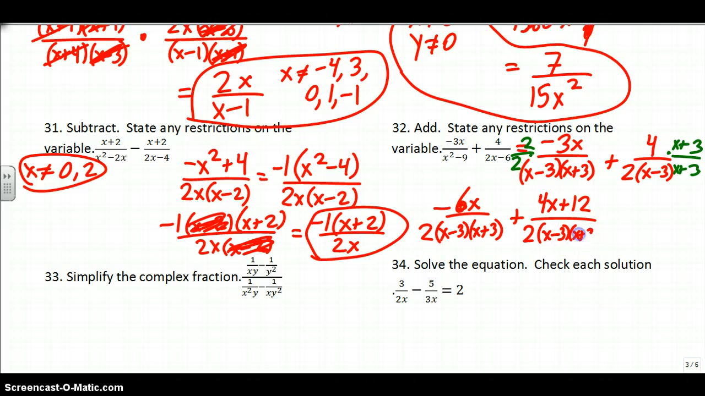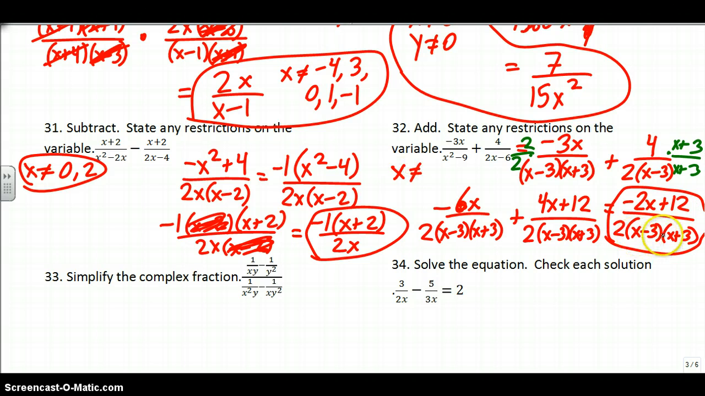And then now you can just feel free to add the tops. Negative 6x plus 4x gives you negative 2x plus 12 over your common denominator. By the way, let's look at the denominator and see what x cannot be. Well, it can't equal 3 or negative 3. Technically, it can still equal 0 because there's no problem with plugging in 0. By the way, you could factor out the negative 2 up top. You'd be left with x minus 6, which will not cancel with any of these down here.